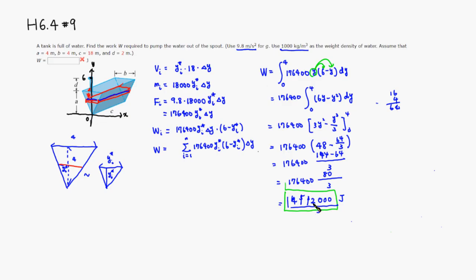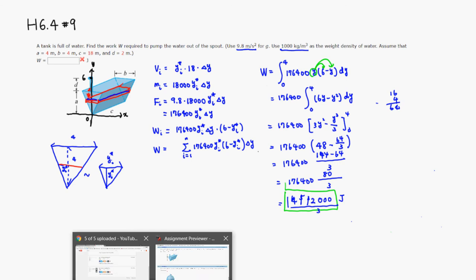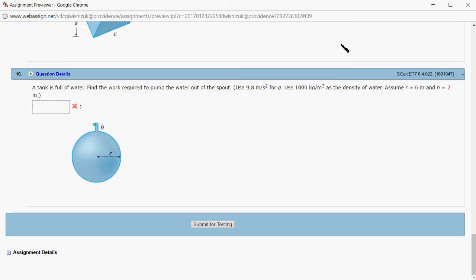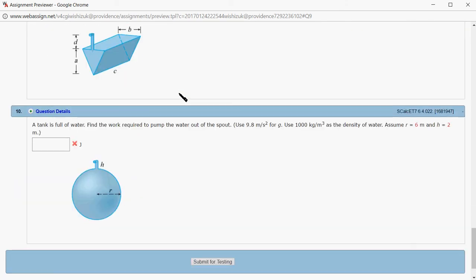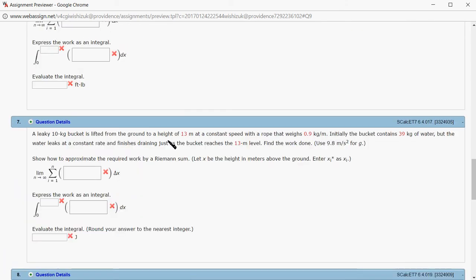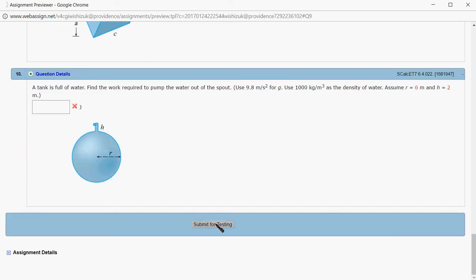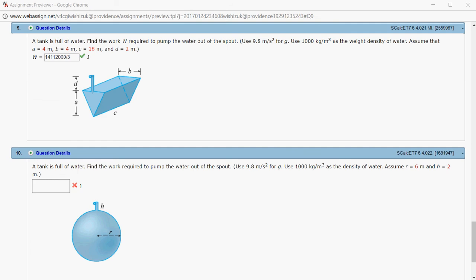Alright, I forgot to do over 3, so I put divide by 3. Right? So let's check the answer. Alright, it came back and looks like we got this one correctly. Alright, that's it. I hope that this was clear.